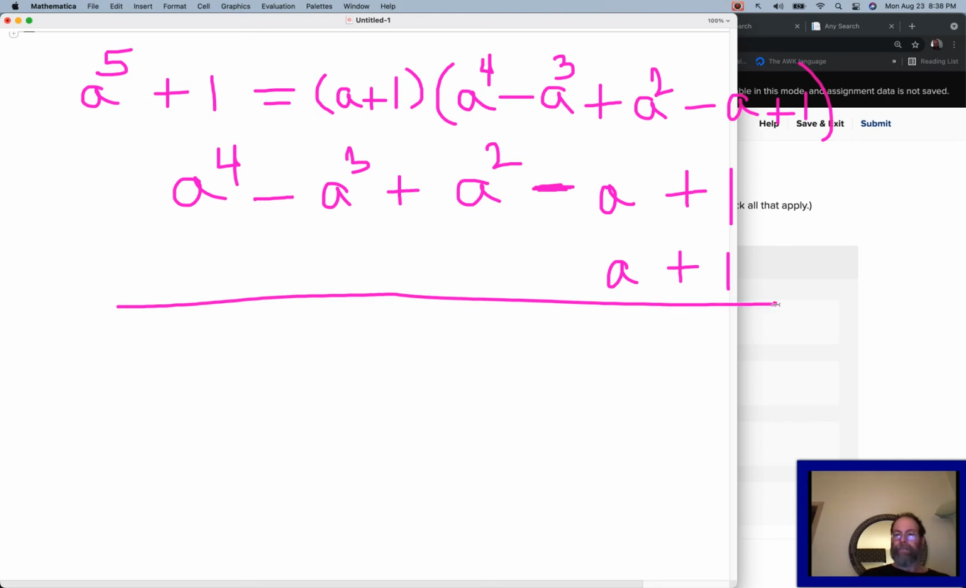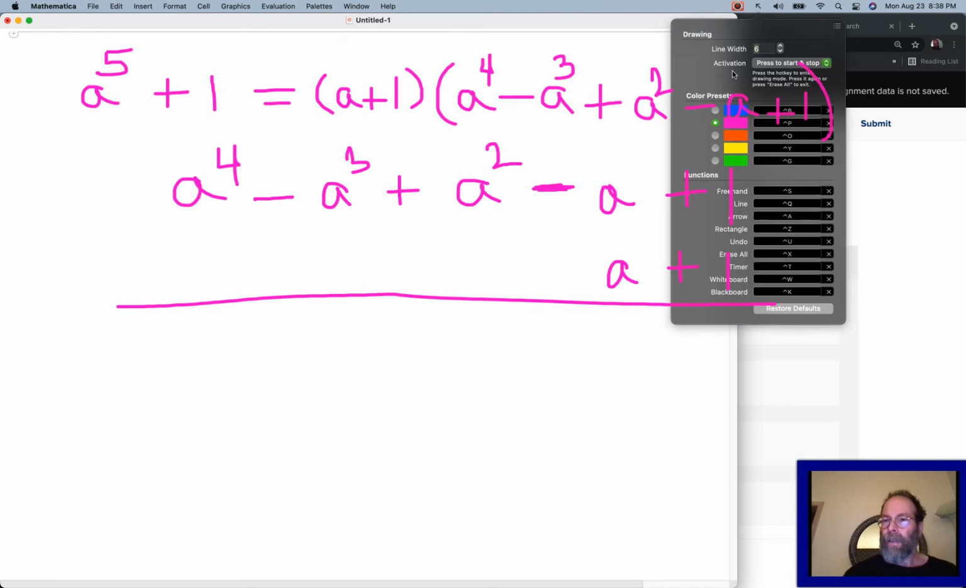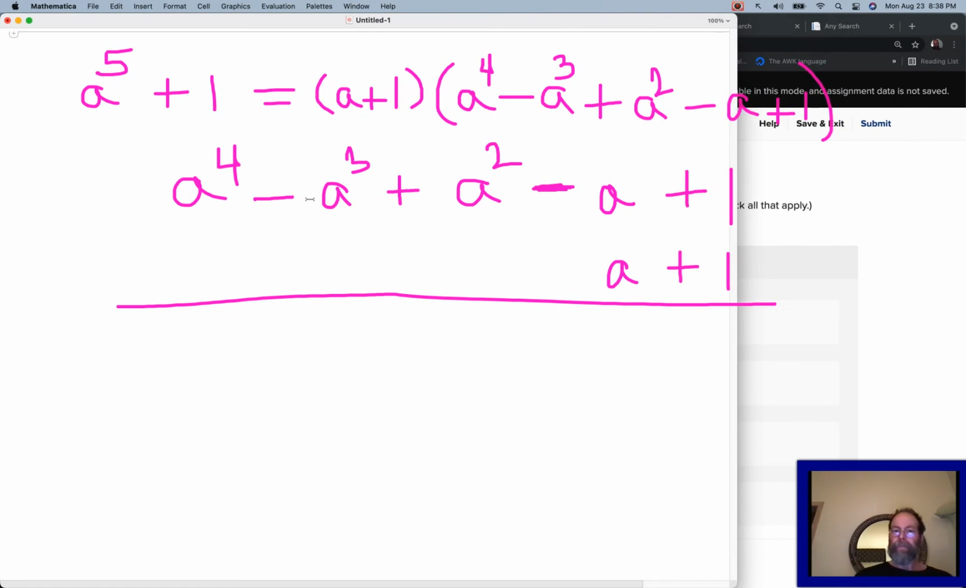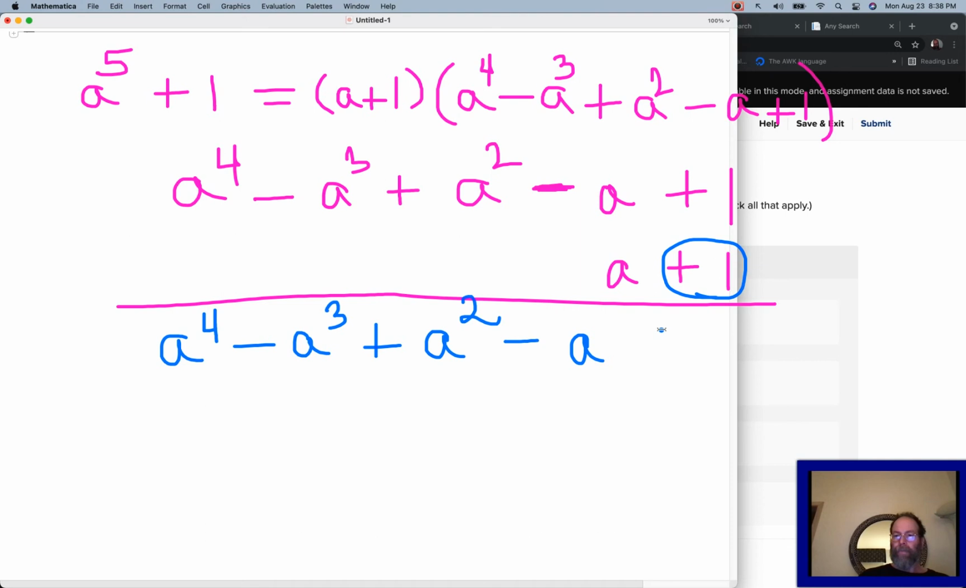Okay. So then we're going to have, and you know what, let's change colors. So of course, guys, if we multiply by 1, that doesn't change anything. So we're just going to have a to the 4th minus a to the 3rd plus a squared minus a plus 1. Okay. Now we have to multiply by a.